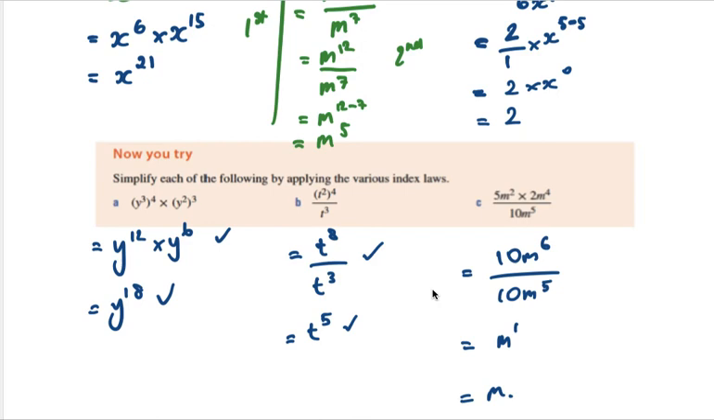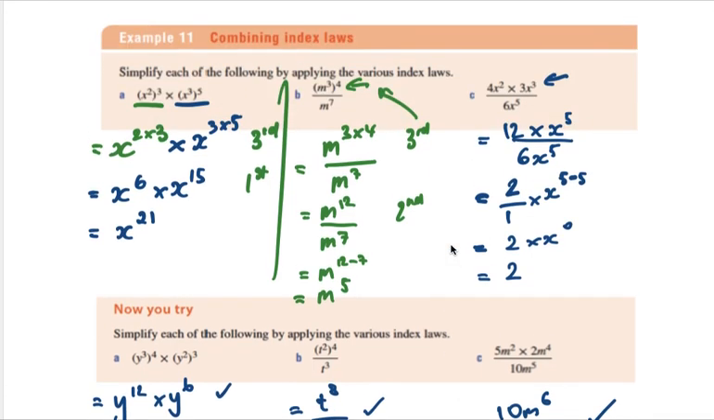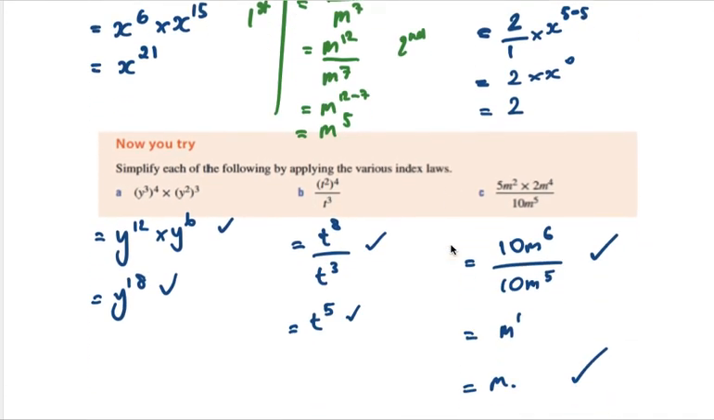Hopefully you got those answers there. And yeah, you need to show some working. I'd really recommend at least 2 steps in that one. It's so easy to make a little mistake here and there. And that's us done for combining index laws up to and including the third power law and the zero power law.